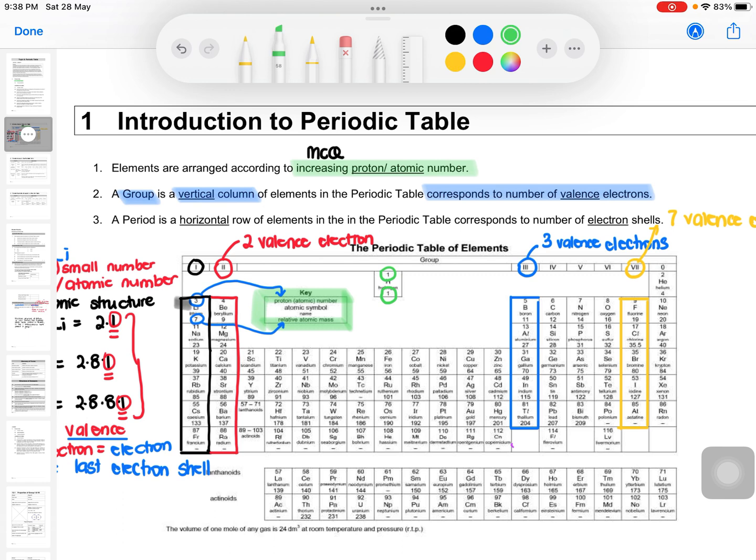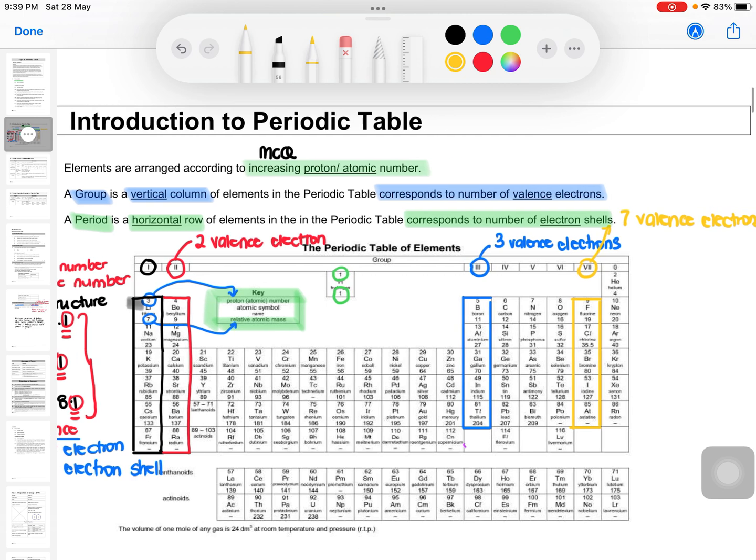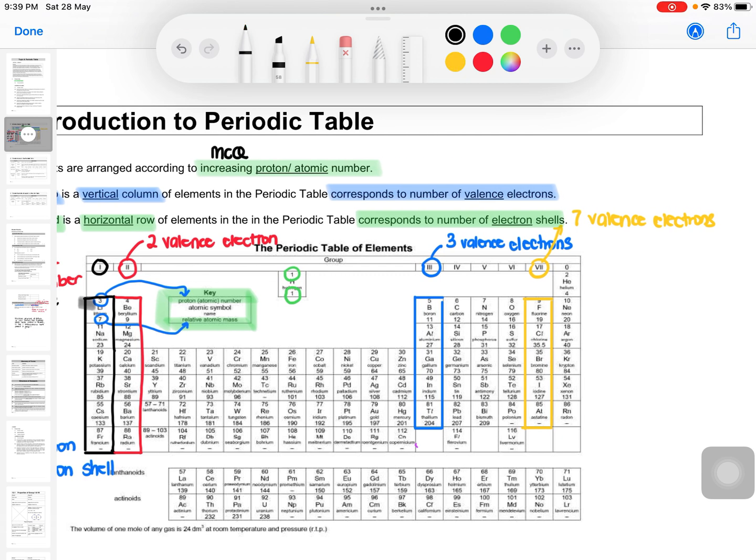Okay, a period is a horizontal row of elements, which corresponds to the number of electron shells. So what does it mean? If I want to start drawing, it's a horizontal row, so I will draw more on the right, starting from here horizontally. This is period number 1. So when I say period 1, it means this element has 1 electron shell.